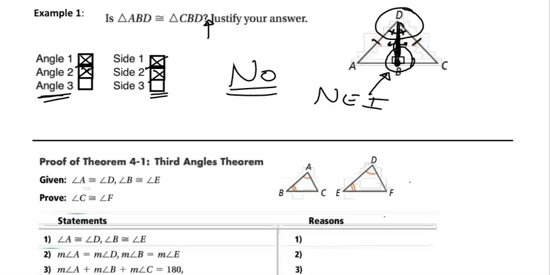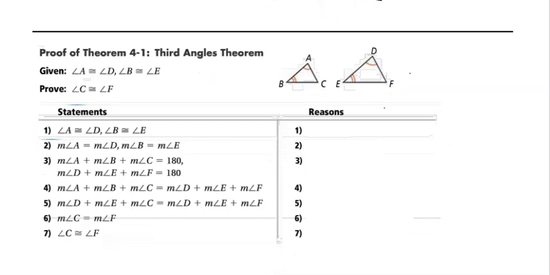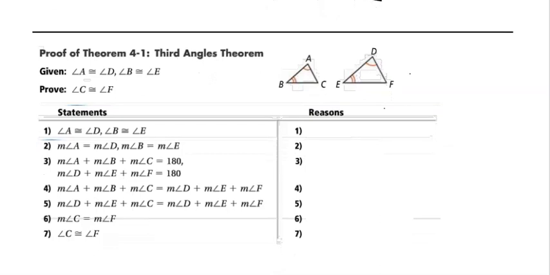All right, now let me go ahead and show you this. We have this little thing called the third angles theorem. What the third angles theorem says is if you know that 2 sets of angles are congruent to their corresponding angles, then the thirds must be congruent. We have a little proof here. So if B was congruent to E and A was congruent to D, then we would know C has to be congruent to F. And here's the little proof.